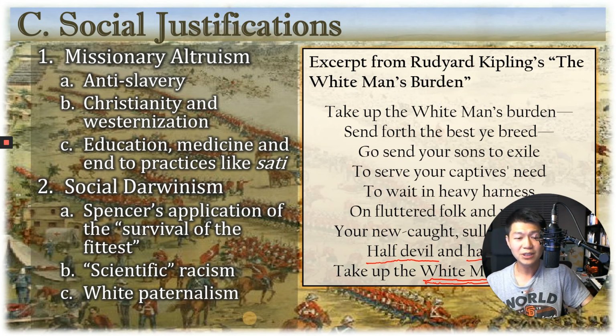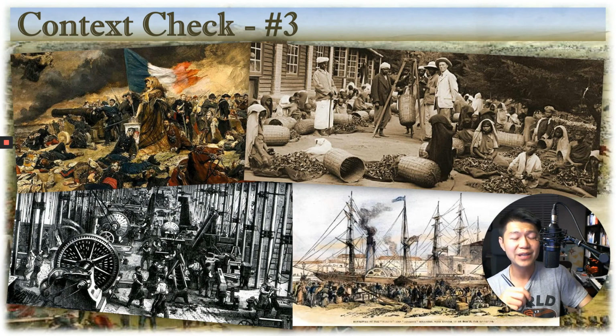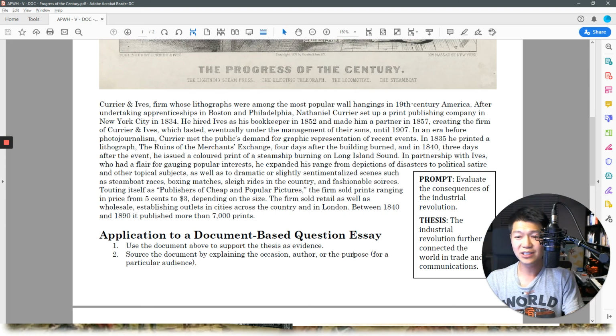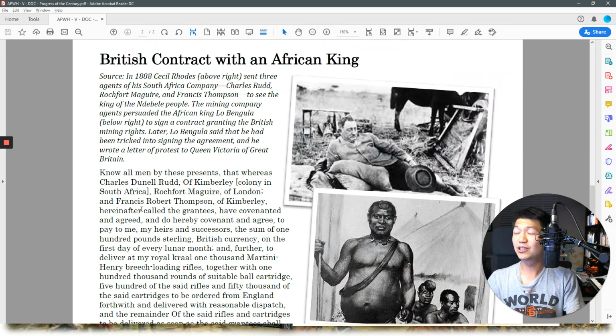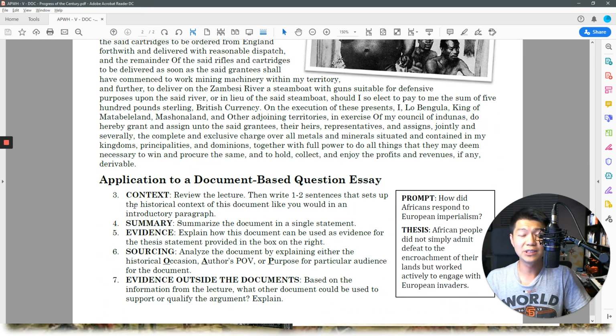Okay? So with that, you're going to go ahead and take a look now at a document. And that particular document is in the same one that we opened up previously. It is called the British Contract with an African King. So take a look at this. But before we do so, based on the lecture material that we've just gone through here, go ahead and write a context statement or two, that will respond to the prompt that you see right here.